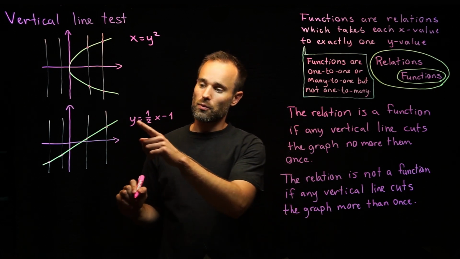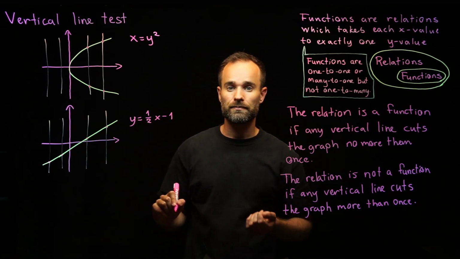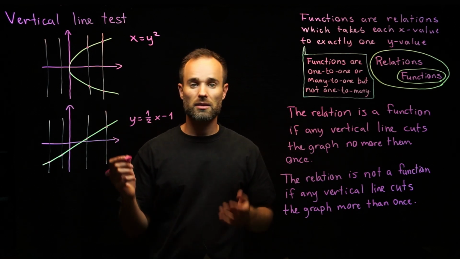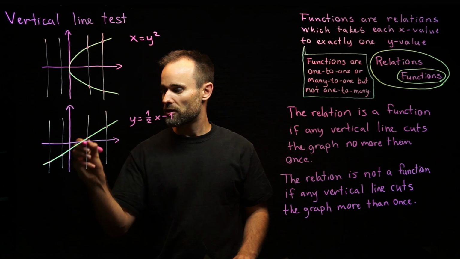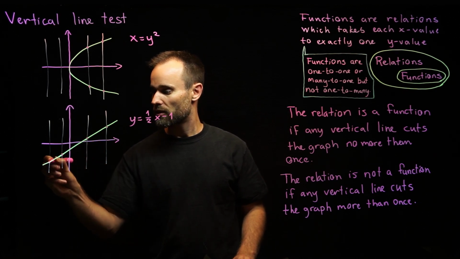The other relation, y equals a half x minus 1, is, however, a function because it passes the vertical line test. The vertical line only ever crosses the function's graph once.